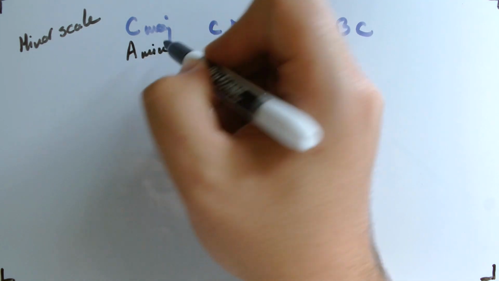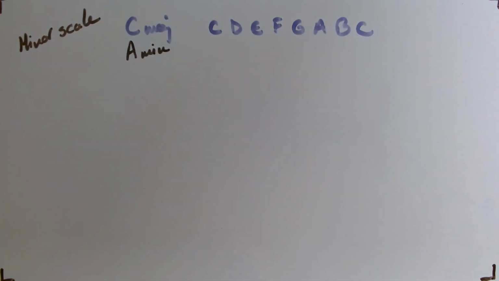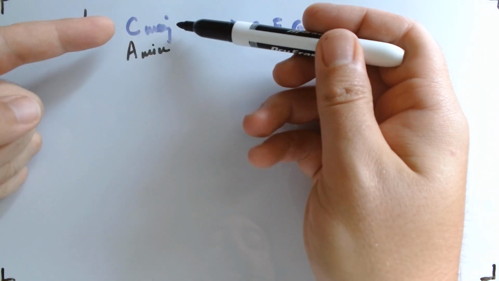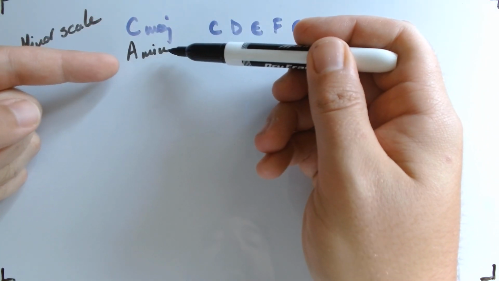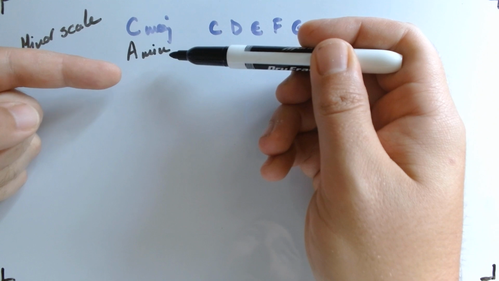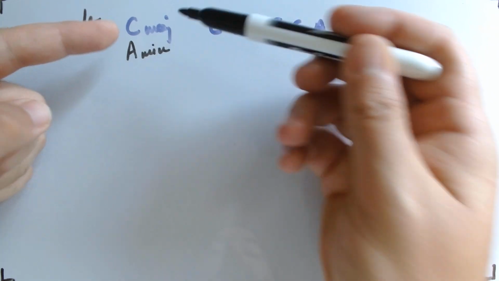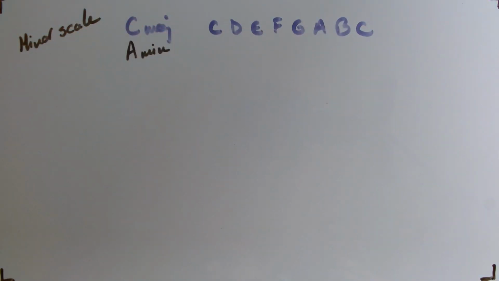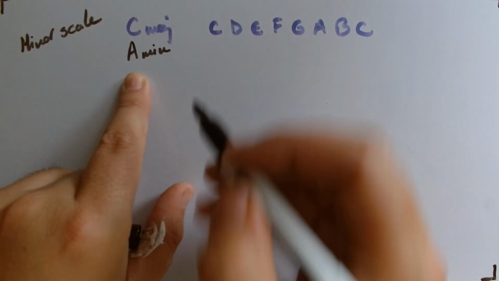And the reason why it's called a relative minor is that it shares the same exact notes in its scale as its relative major. Okay, so the relative minor of C major is A minor, and the relative major of A minor is C major. And they are actually the same exact notes, but the rule is still the rule. You have to start where you are. Okay, so we have to start on the A note.